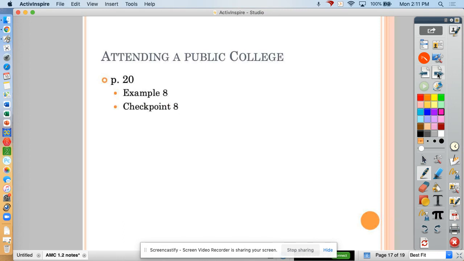All right, last example here, college education. If we look at example 8 at the bottom of page 20, it says the bar graph on the other page shows the average cost of tuition and fees for public four-year colleges adjusted for inflation. Question A: estimate the yearly increase in tuition and fees, rounded to the nearest dollar. That one is, again, slope, rise over run. So we're going to take 6185 minus 3362 over 2008 minus the year 2000.